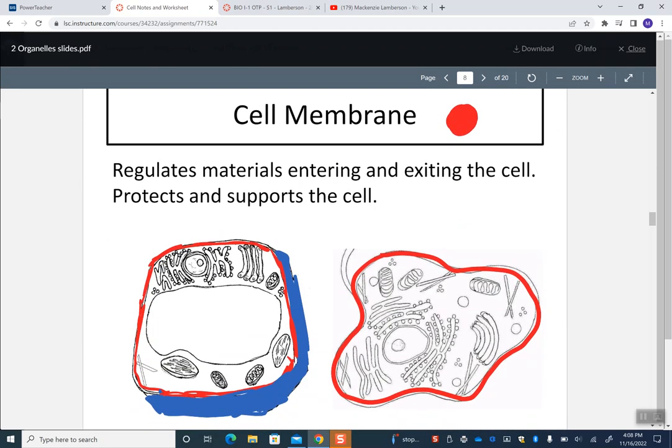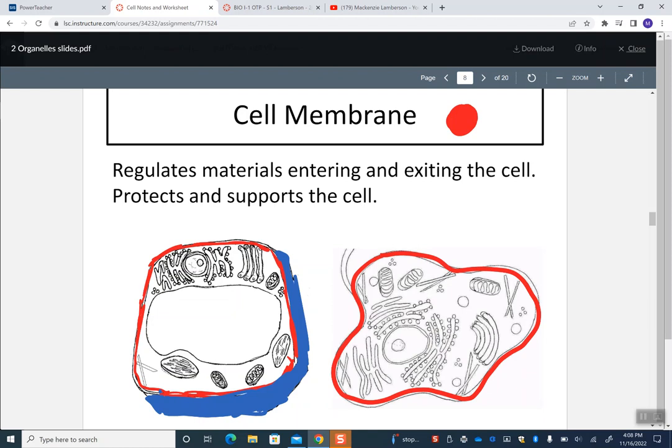Next, we have the cell membrane. This is a little bit different than the cell wall because the cell membrane is not rigid. It is soft and flexible. It does help hold things together, but the biggest job that it has is regulating materials entering and exiting the cell. So this is super important. We don't want bad things to come in the cell, and we want to keep the good things in the cell. So it decides what comes in and what leaves, and it also does provide some protection and support holding everything together.